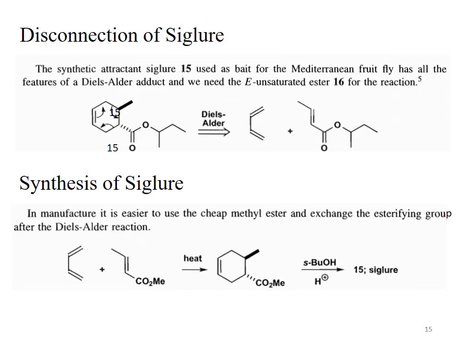Sigler is a synthetic attractant compound which is used as a bait, as a food to capture the fruit fly. See, this is compound number 15. This is the structure of a molecule that is a synthetic attractant, and its name is Sigler. This Sigler is used as a food to capture the fruit fly.